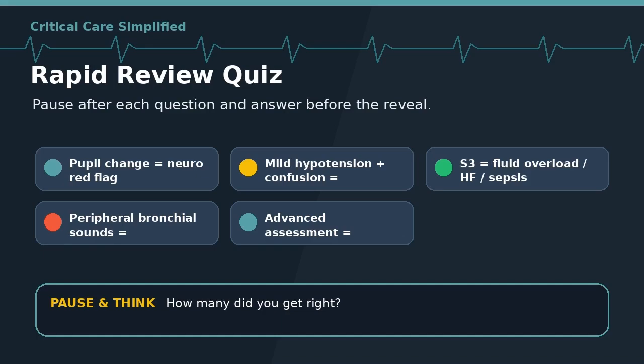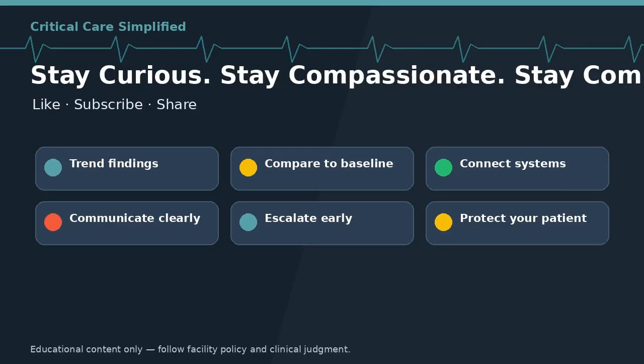Question 4. Loud, high-pitched breath sounds heard over peripheral lung field suggest what? Bronchial breath sounds in an abnormal location, possibly lung consolidation. Question 5. Advanced ICU assessment integrates technology, pattern recognition, and what else? Critical thinking, repeated reassessment, and clinical judgment. The big takeaway is this: advanced ICU assessment is about vigilance, pattern recognition, and timely escalation. Look closely, trend findings, compare to baseline, connect systems, communicate clearly. Your assessment can be the earliest warning system your patient has.